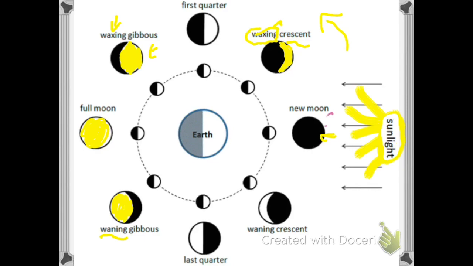So the waning gibbous looks almost full again, but now as it's rotating, it has less light. Then we have our last quarter, which we mentioned, and then finally our waning crescent. This is right before the light disappears completely again for the new moon.